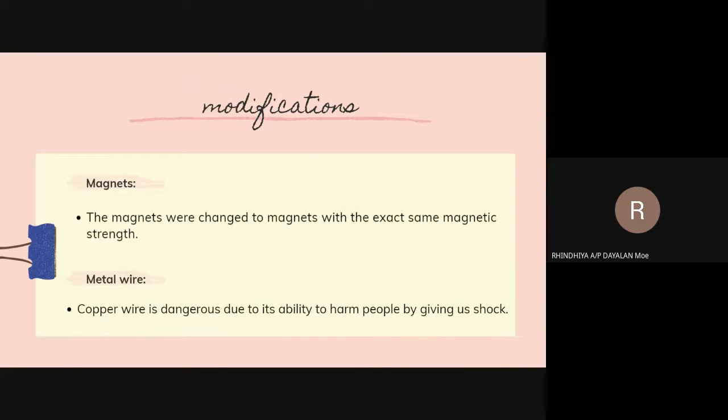Okay, I made two modifications. The first one was I had to change the magnets. When I first did the model, I noticed that the propeller was not turning in one direction, but instead it was moving back and forth. I did some search about it, and I found out that it is probably because the magnets that I used were two different magnets. They had two different magnetic strengths.